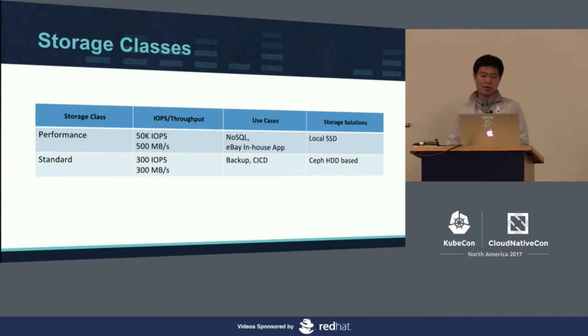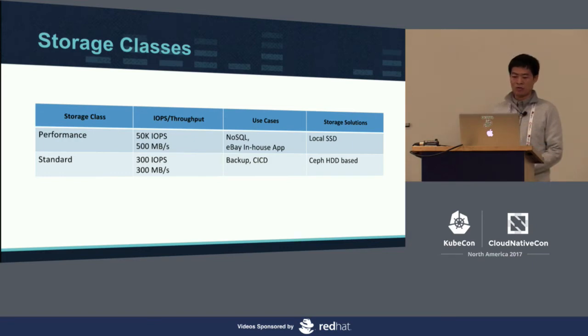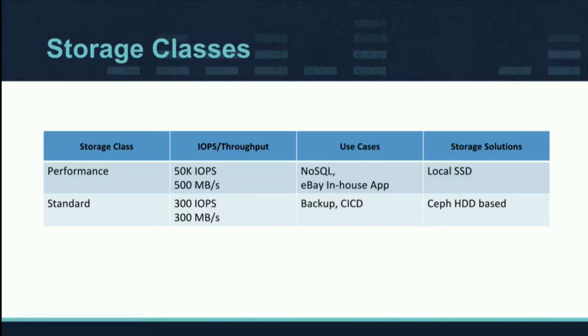Okay, storage classes. In our Kubernetes cluster, we define two storage classes. First is the performance class. It can provide 50K IOPS and a maximum of 500 megabytes per second throughput. The typical use case is a NoSQL database or some other eBay in-house application. The storage backend is local SSD. On Kubernetes, it's our local SSD volume.